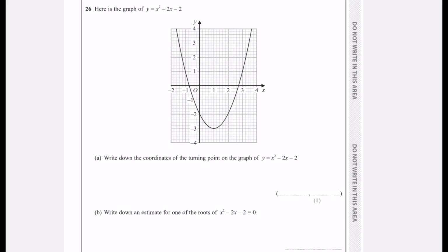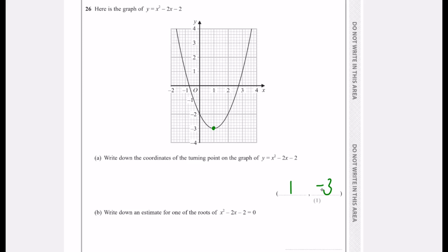Question 26. Here is a graph of y equals x squared minus 2x minus 2. Write down the coordinates of the turning point. The turning point is where it turns. So it's this bottom point here. It's at 1, -3.